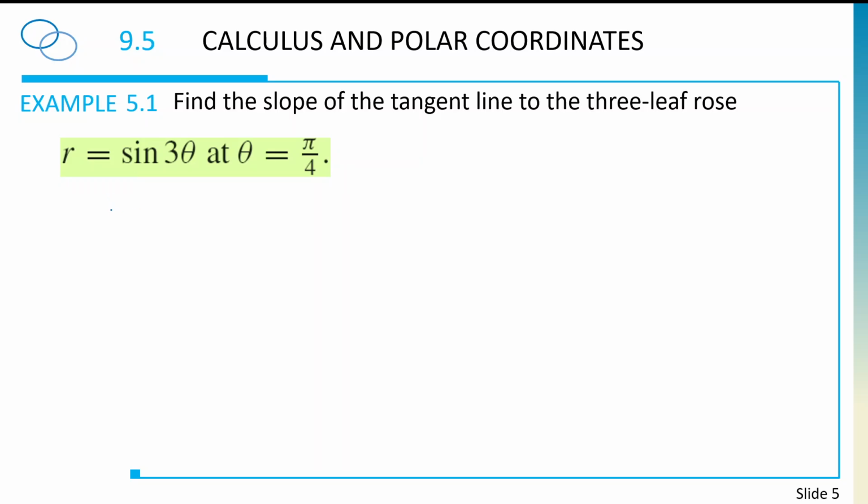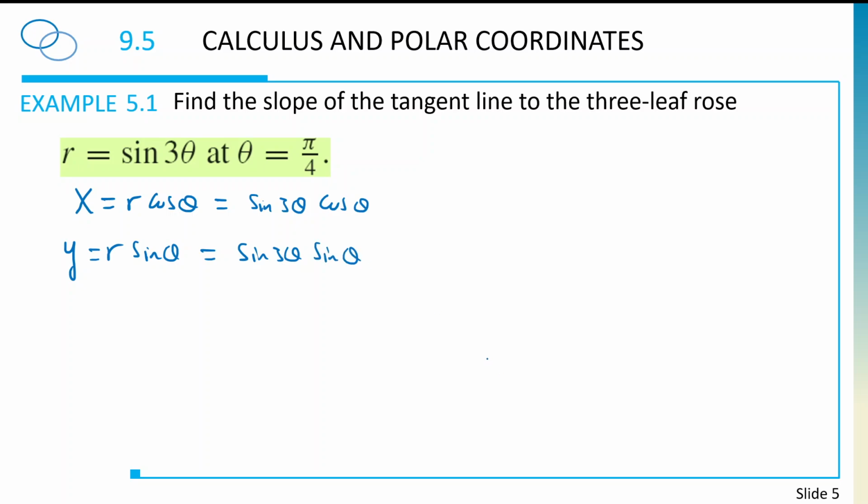So basically I'll say that x is equal to r cosine of theta. Notice that r will be given, so x is equal to sine 3 theta cosine theta. This is x. I need to do y also. Y equals r sine of theta, and this is equal to sine 3 theta sine of theta. Now to find the derivative, I need to find dx over d theta and dy over d theta. Let's prepare them.